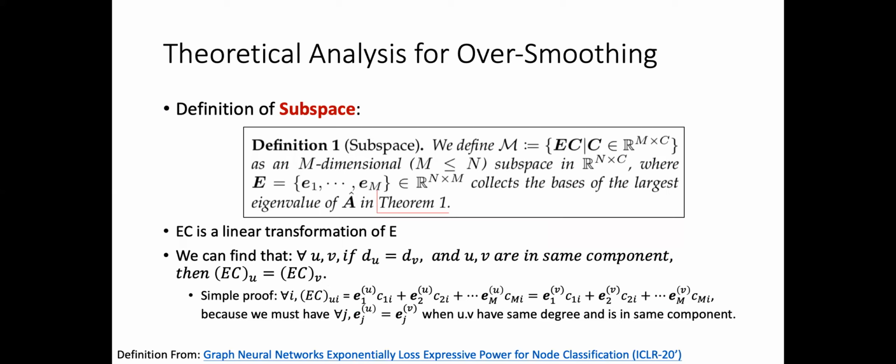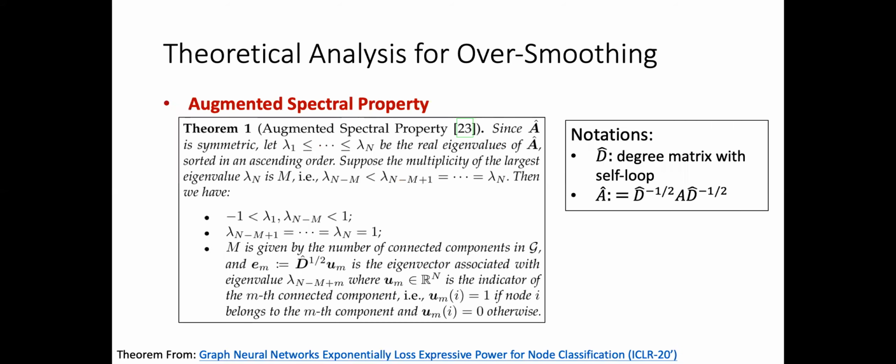Then let's see some important definitions before we come to the final theorem. First is the definition of the subspace. We define a subspace M as matrix E times matrix C, where C has dimension big M times big C, and M should be an m-dimensional subspace. This E is equal to E1 until EM, which collects the basis of the largest eigenvalues of this A hat in this theorem. So essentially, the E1 until EM vectors are defined in this way.